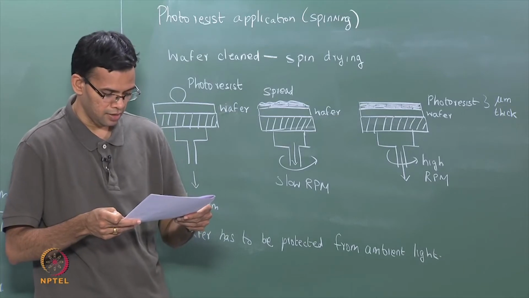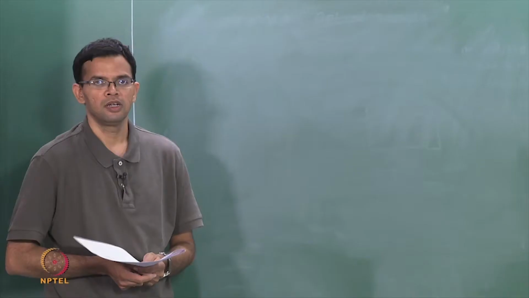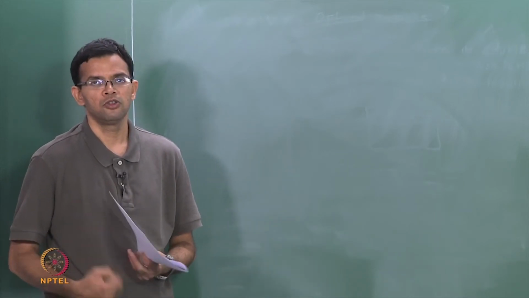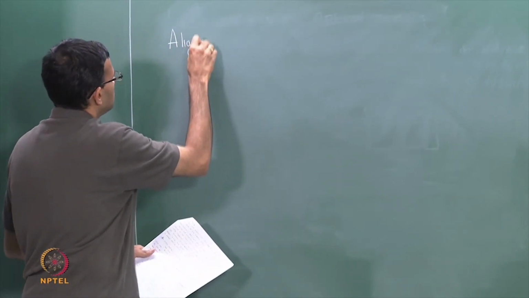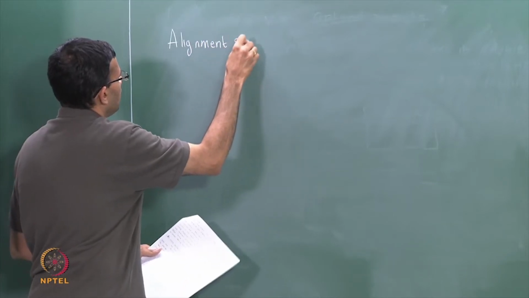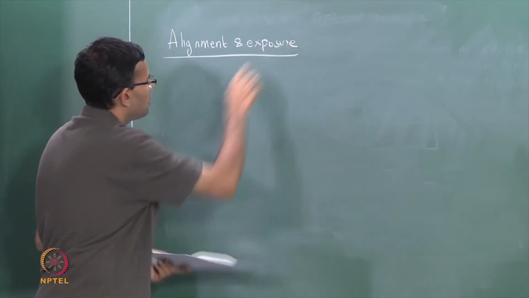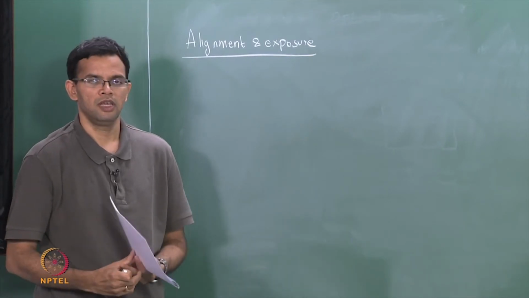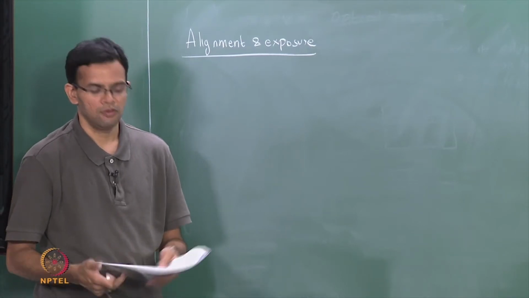The next thing we look at is how the exposure process works. So we have the photoresist that is spun on to the wafer. The next step is to expose the wafers to the light through the mask. So this process is done by something called an alignment and exposure. Alignment because the mask has to be aligned to the wafer, either to the wafer surface or to any existing pattern that is there on the wafer.